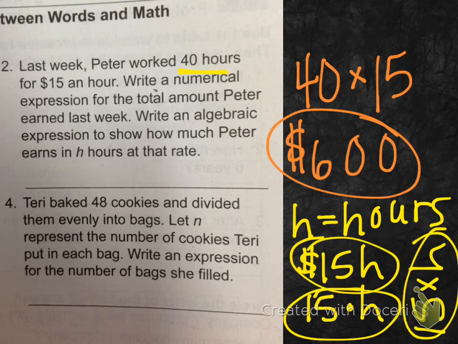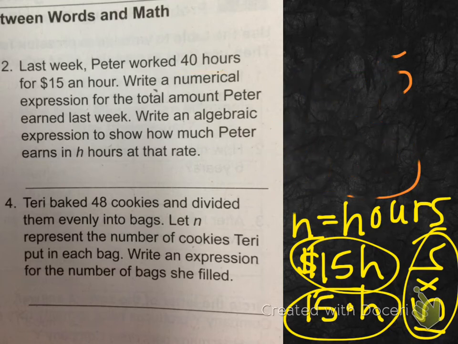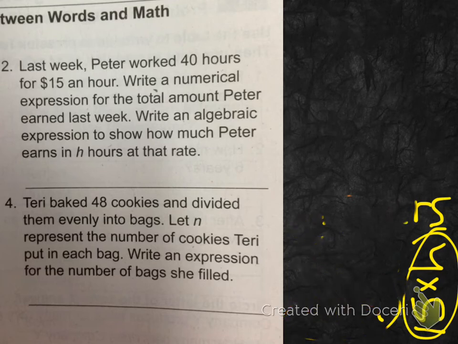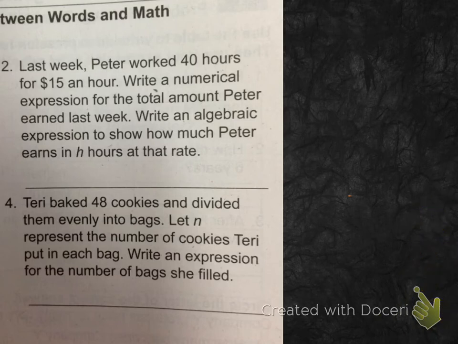Alright, now let's look at the fourth and final example. So Terry baked 48 cookies and divided them evenly into bags. Let N represent the number of cookies Terry put in each bag. Write an expression for the number of bags she filled.